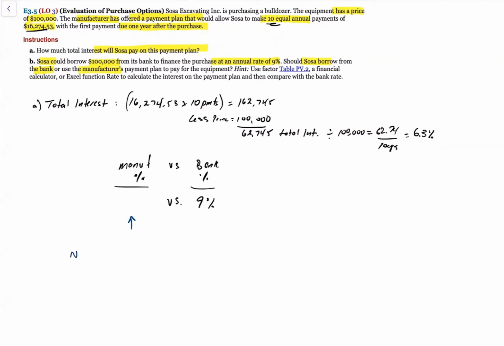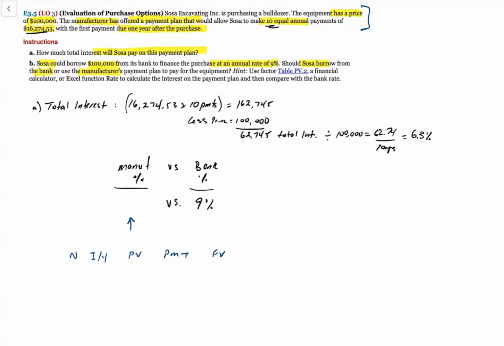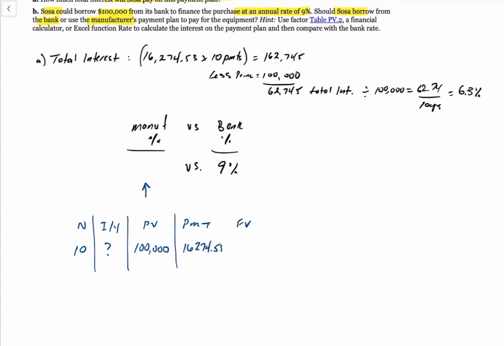So we've got N, IY, PV, PMT, FV. In this set of data, what do we know? Do we know N? N is 10? Sure, it's 10 payments, right? Do we know IY? No, but that's what we're trying to figure out. Do we know what the PV is? 100,000? Yeah, the PV is the principal, or the amount today. Do we know what the payment is? 16,274.53. And do we know what the FV is? 0. It's 0 because at the end of the loan there is no final value, right? Future value, final value, it's what to look at.